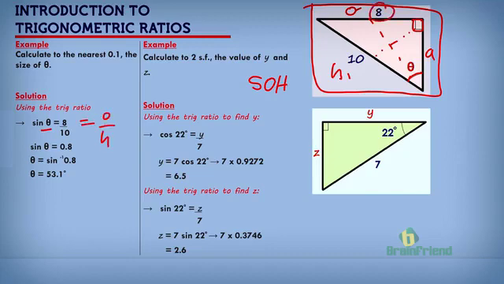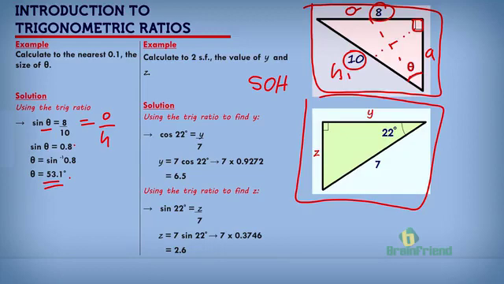Our opposite side is 8, and our hypotenuse side is 10. So 8 over 10 gives us 0.8. Sine theta is 0.8. Theta, therefore, will be the arc sine of 0.8. That is the reverse sine. That gives us 53.1 degrees. Let's take our next question.